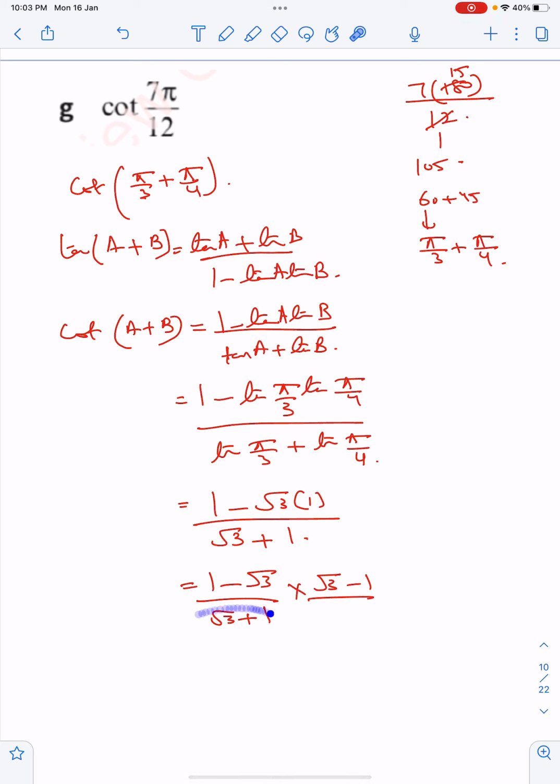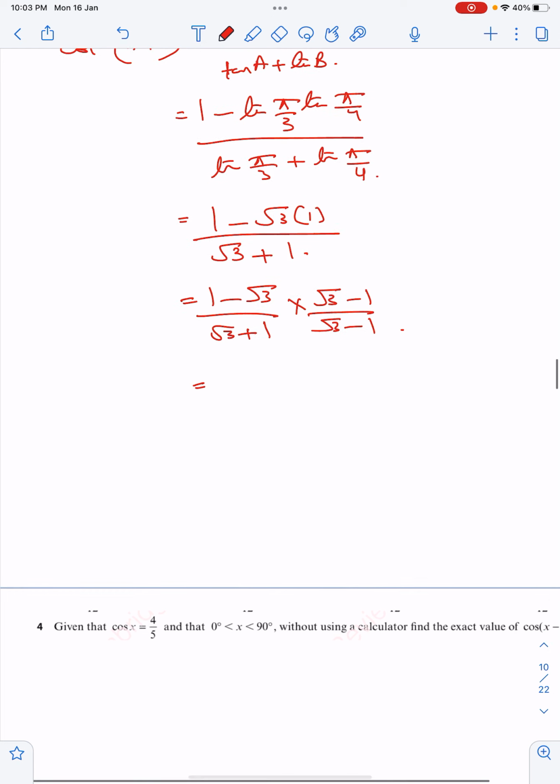When we have to get rid of the denominator, whatever is the sign in between the two terms, we change it and make it into its opposite sign, and we call it the conjugate. So this is the conjugate of this. We are going to multiply it by the numerator as well as the denominator. Okay, let's simplify this.